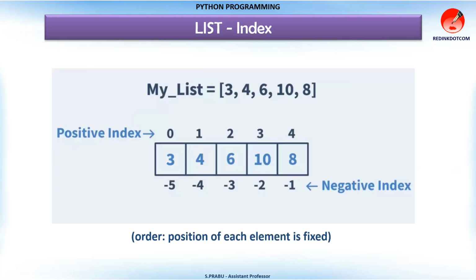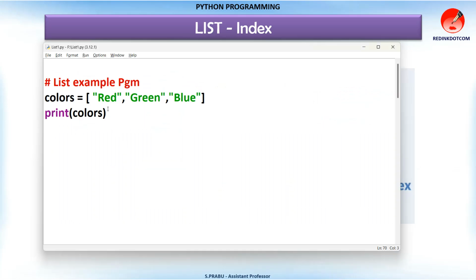Once we create a list, it looks like this. Each position can be uniquely identified by the index number. From left to right, the index starts from 0 to n-1. From right to left, the index value starts from -1 to -n. Let's see one example program to illustrate this concept. In the previous example, we displayed all the elements.